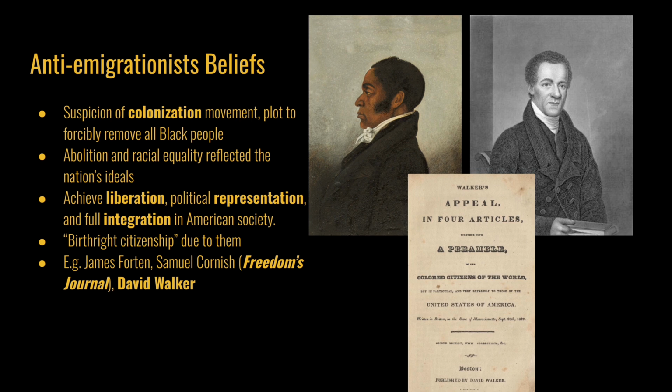Samuel Cornish was the co-founder of the country's first Black newspaper called Freedom's Journal. His distaste for colonization actually led to the dissolution of the paper because his co-founder was a lot more open to the idea. Finally, David Walker published Appeal to the Colored Citizens of the World in 1830. Walker's pamphlet was a groundbreaking work advocating for Black empowerment and resistance to oppression, and it significantly influenced the abolitionist movement. In his pamphlet, he devotes an entire chapter discussing why emigration is wrong and should not be done.